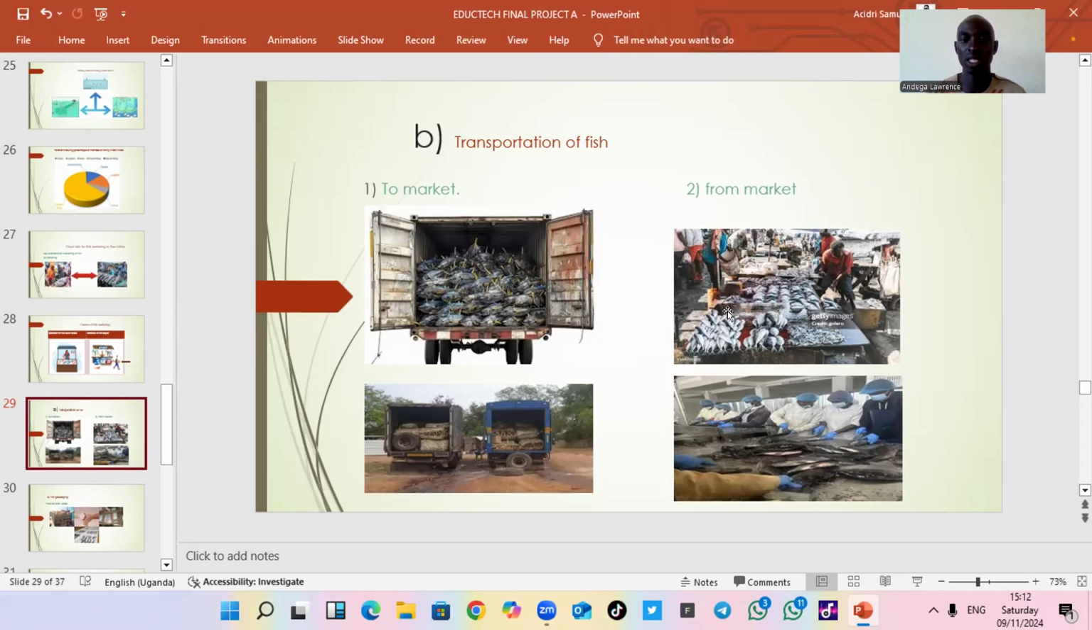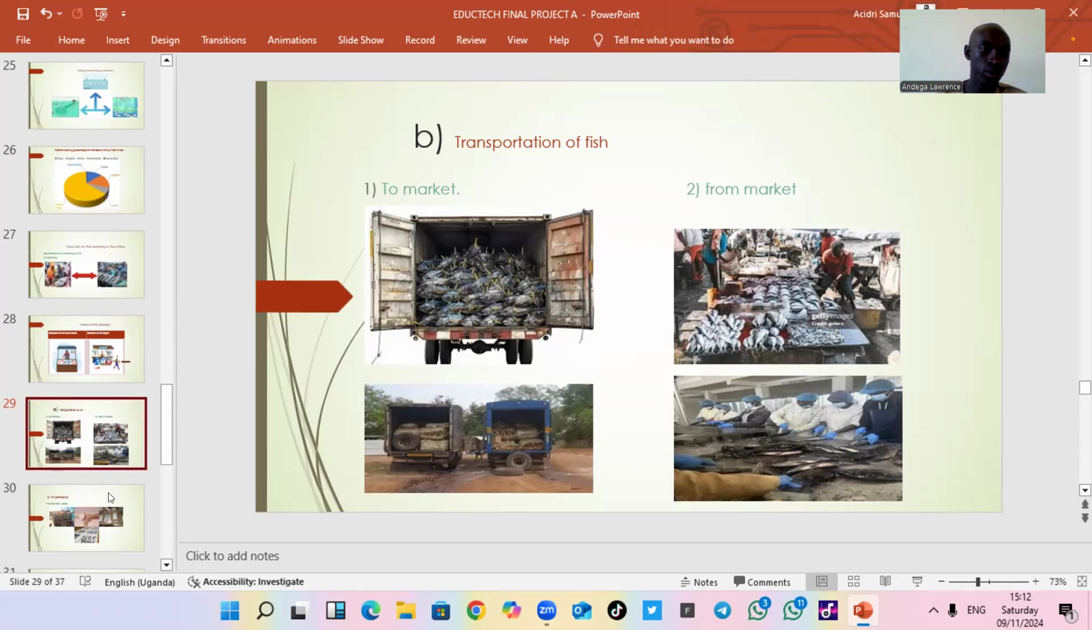And here, this is from market, what takes place within the market there. So the fish has been transported to the fish market and displayed for the fishermen to readily buy, especially fish buyers. So this is a clear picture showcasing it. There are two pictures showcasing each.